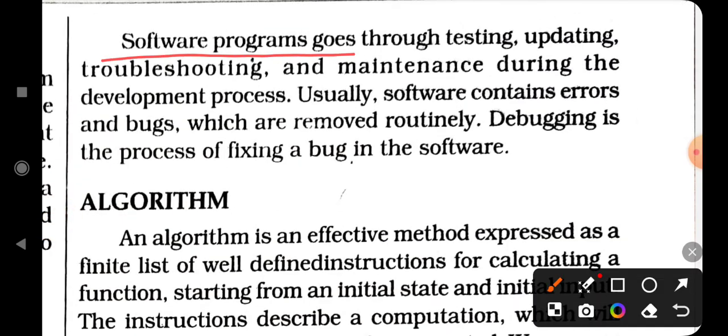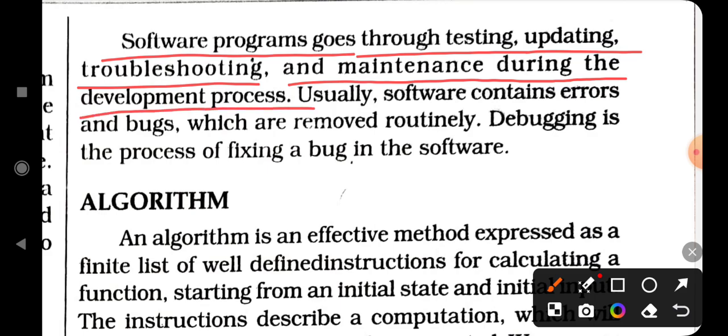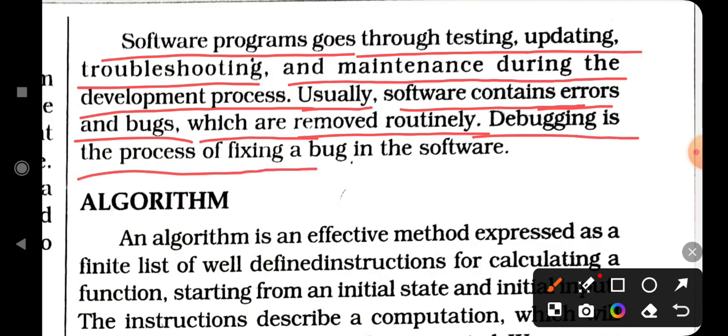Software programs go through testing, updating, troubleshooting and maintenance during the development process. Usually, software contains errors and bugs which are removed routinely. Debugging is the process of fixing a bug in the software.